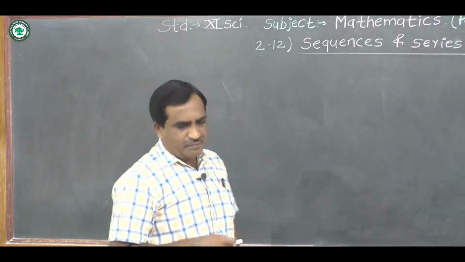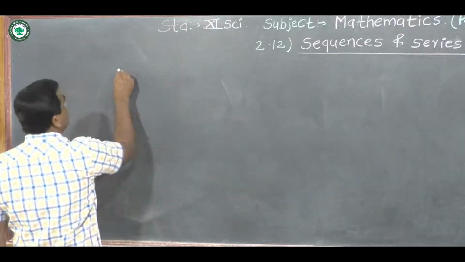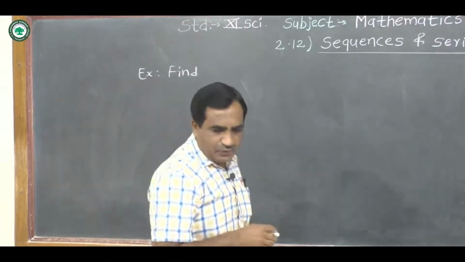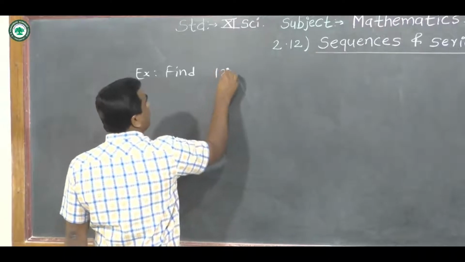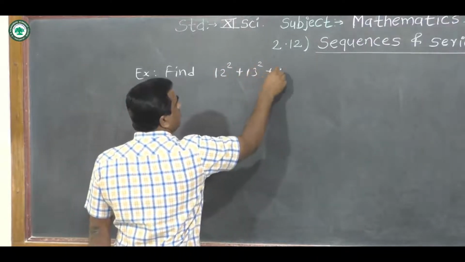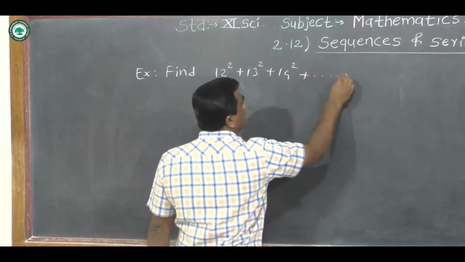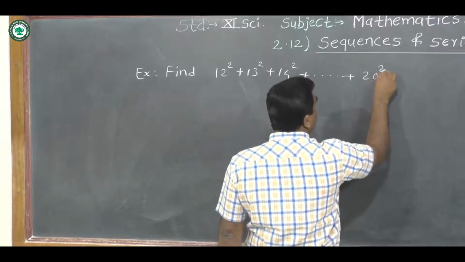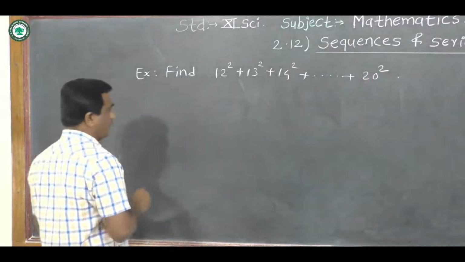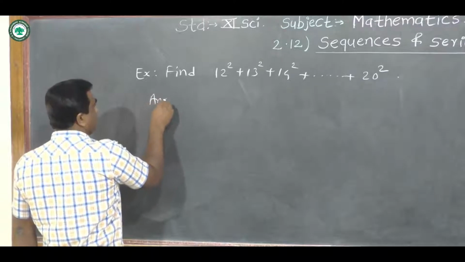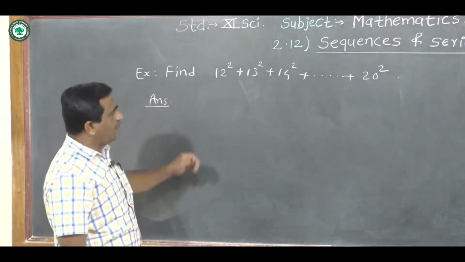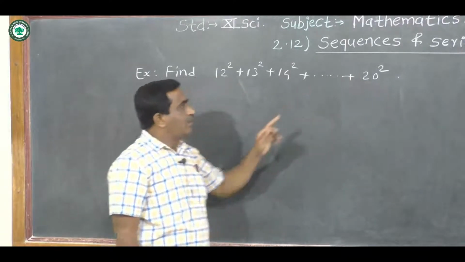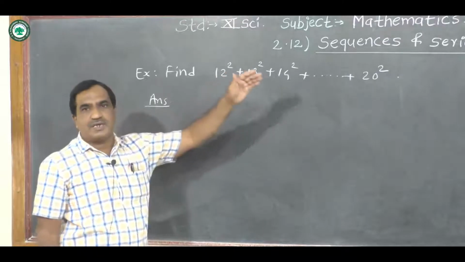Okay, now we see next example here again. Our next example is find the sum 12 square plus 13 square plus 14 square plus, last term is 20 square. Okay, now we see answer for this. Now here the terms from 12 to 20, but we want terms from 1 to last term.